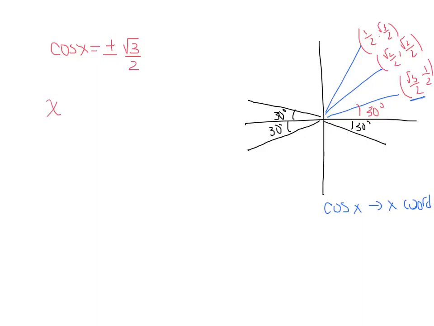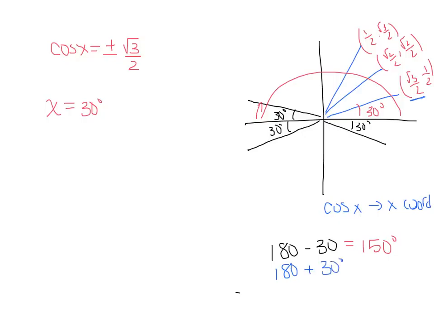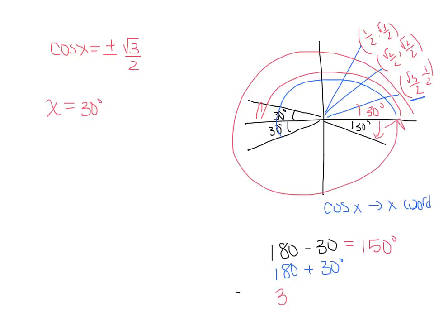So one answer for x is actually 30 degrees. For the next one, you use your reference angle by doing 180 minus the 30. So basically you're going all the way to 180 and then you're backtracking 30. And that's 150 degrees. The next one is 180 plus that 30 degrees. So we're going all the way to 180 and then we have to add 30 more. And the last one is if we went the whole entire circle, which is 360, and then we backtrack 30 degrees. So for the 180 plus 30, we get 210. For the 360 minus 30, we get 330 degrees.